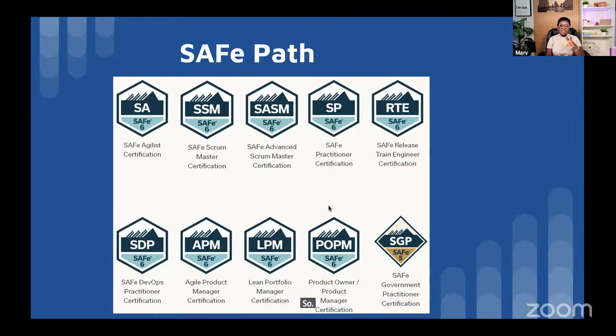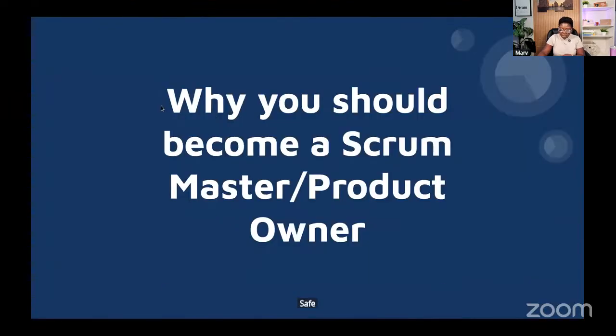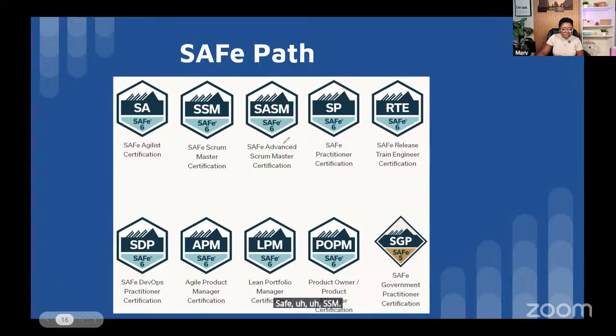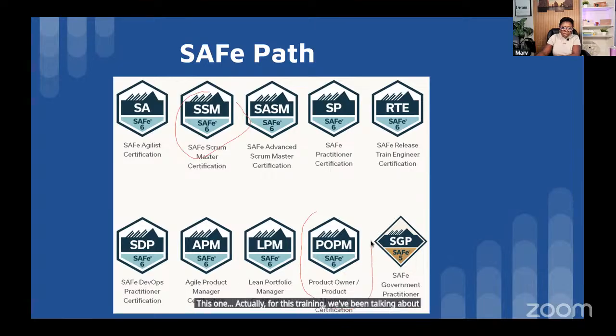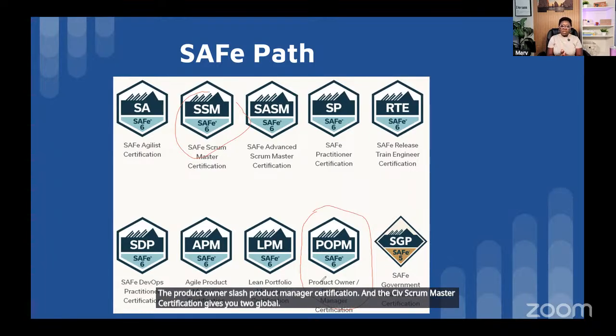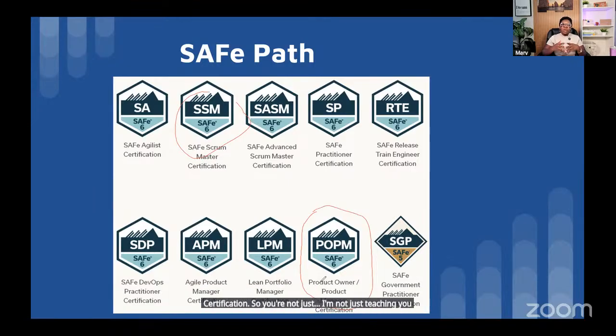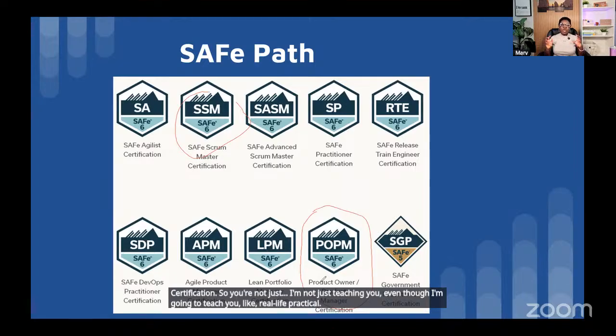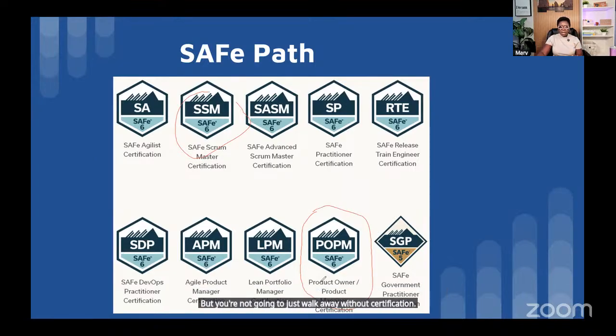So for the sake of this webinar, you're starting out, my recommendation is to do SAFe SSM, and let me see if you can see this. This one. Actually, for this training, we've been talking about product owner and Scrum Master. So you get to have these two certifications. Ask me why. The product owner / product manager certification and the SAFe Scrum Master certification give you two global certifications. So I'm not just teaching you, even though I'm going to teach you real-life practical, you're not going to just walk away without certification. And we're going to get there. But this is the part.